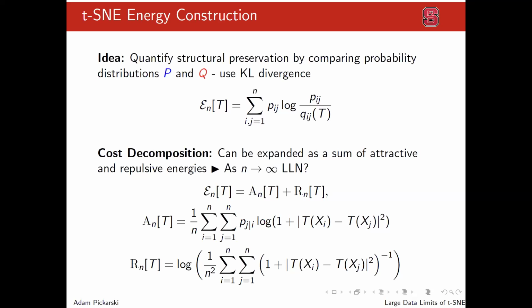Okay. And the thing about this, like I said already, my talk is about large data limits. And it looks as if this 1 over n should normalize with this sum. These pj given i's, they all add up to 1. So this should sort of take care of this sum. And of course, there's this 1 over n squared here. So it should take care of that sum.